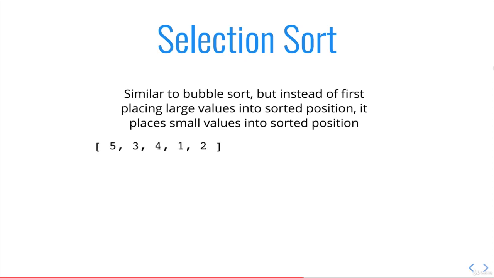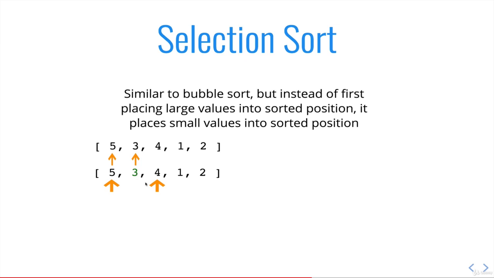Here's a single pass. So we have this array. We start at the beginning, and what we're going to do is go all the way through looking for the minimum value, and then we're going to put that at the front. So for example, we start with 5 and 3. Which one is the smallest? Well, 3. So 3 is going to be our minimum for now, which is what the green means.